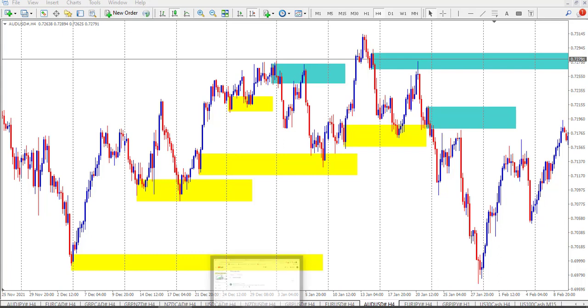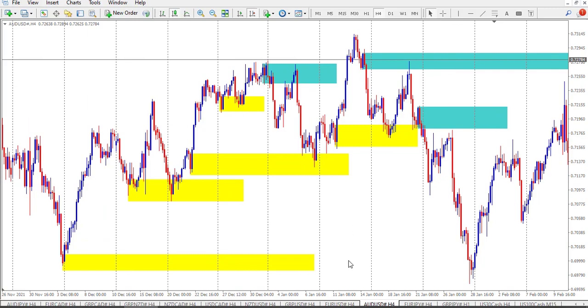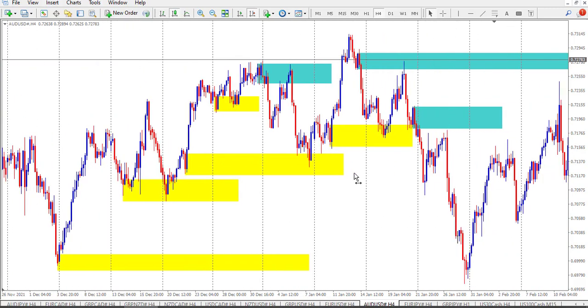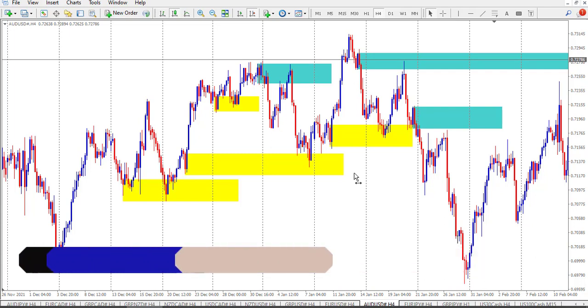Today we want to talk about supply and demand. It's been a while since we talked about this subject. So what we are going to do today is, in simple terms, define what supply and demand is. We are going to determine the supply and demand zones.